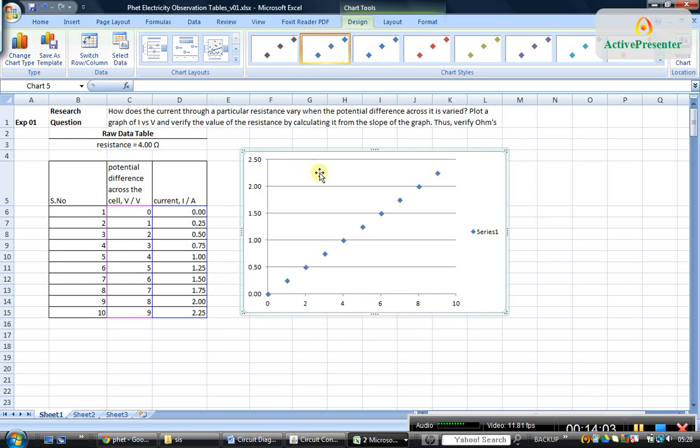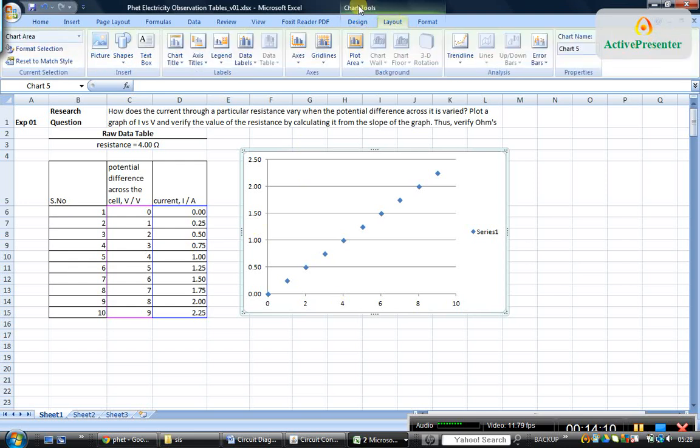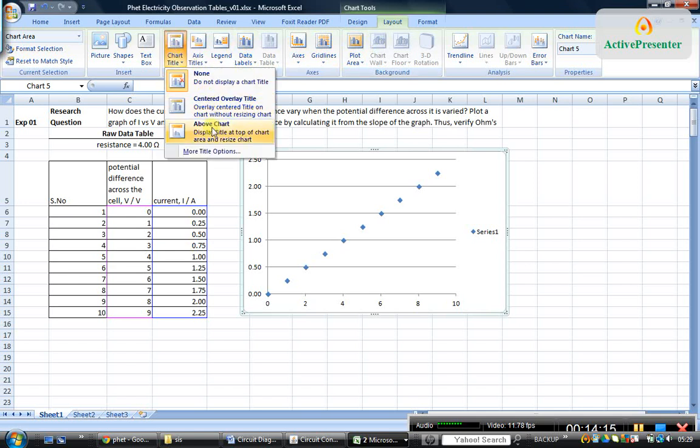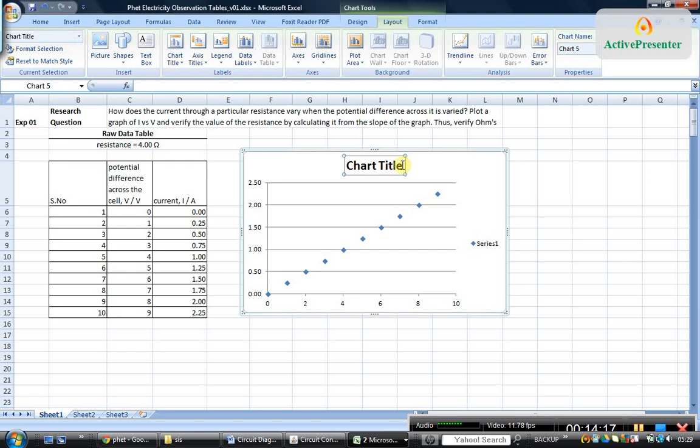Then you have to immediately put the chart title and the axis titles. So click on layout. This layout is under chart tools, and then go to chart title, select above chart, and the title should be of the form dependent variable versus independent variable. So dependent variable is current here, so current versus potential difference across the resistor.